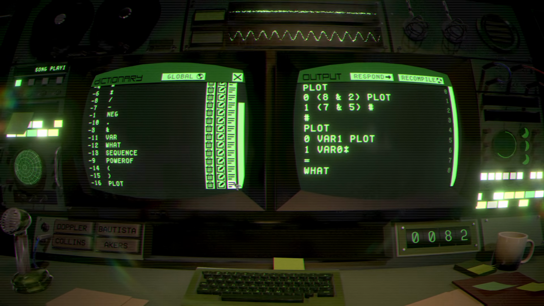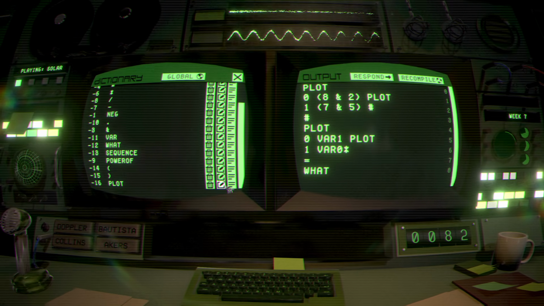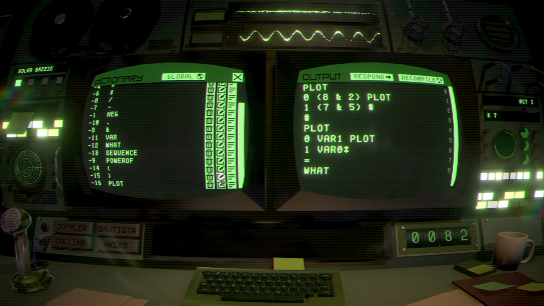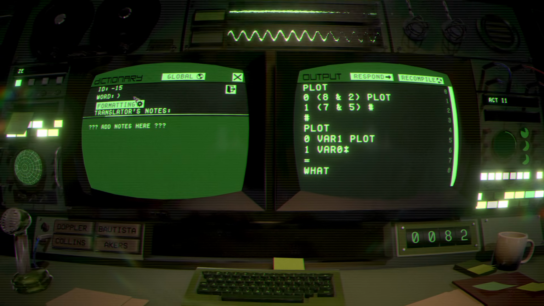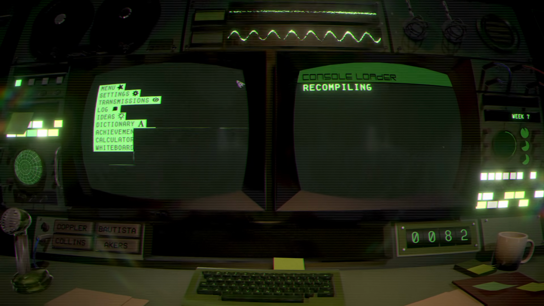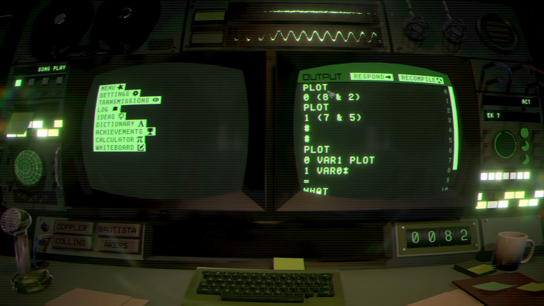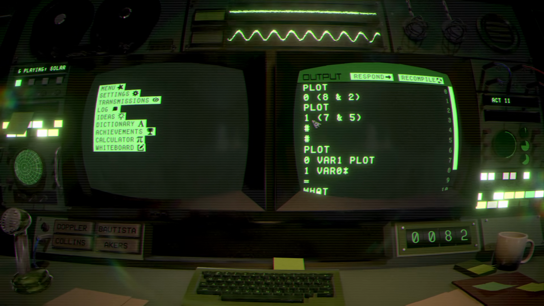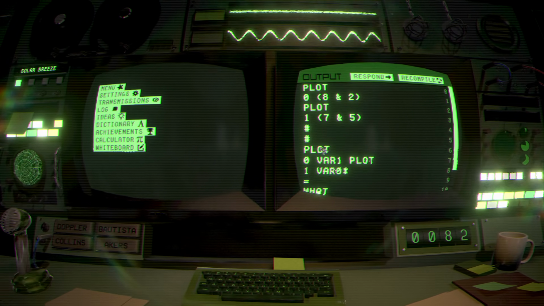Just have plot make itself. Maybe it makes more sense here. Make this create a new line afterwards. Makes more sense. So plot 0, 8 and 2. Plot 1, 7 and 5. So plot 0.